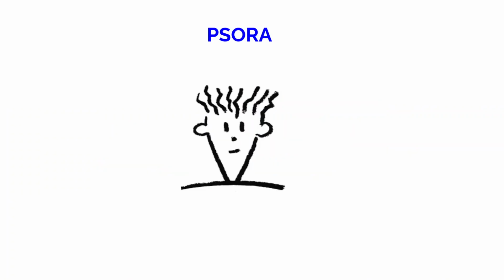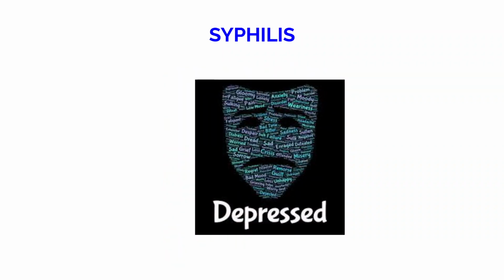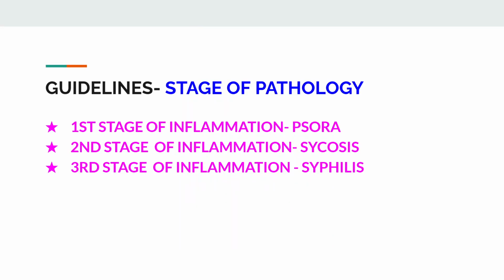So this is the picture representing the psoric face, pyramidal shape. This is a psychotic, obese patient. This is syphilitic, sad, gloomy, depressed patients. This is tubercular, with crowding of teeth and glandular affections.